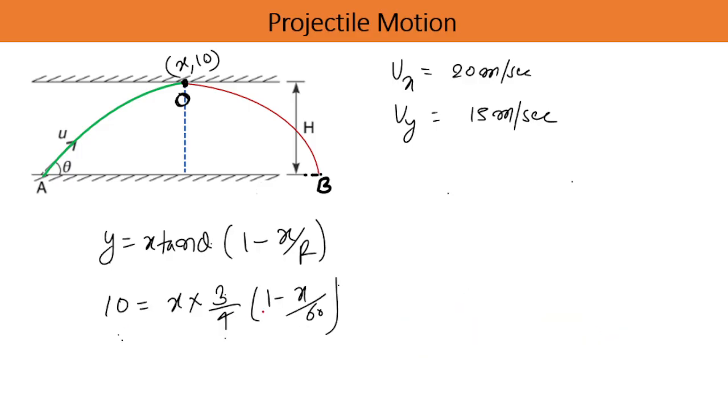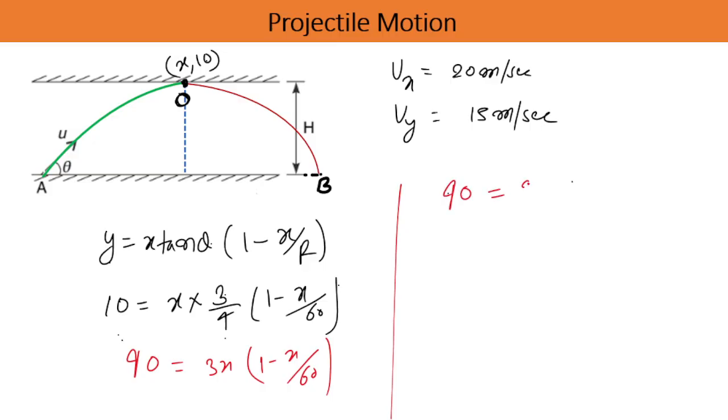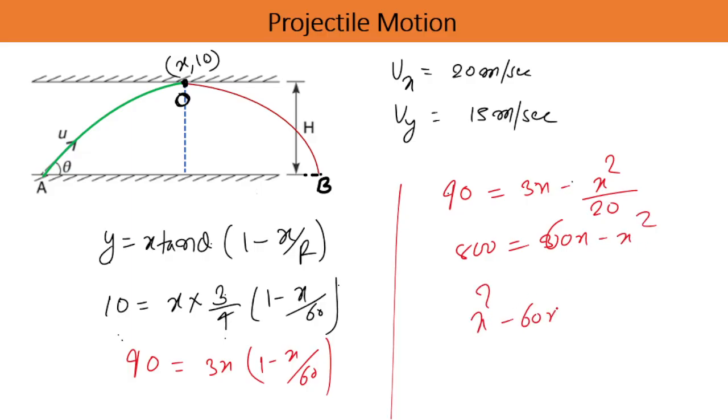Now let's put in the values. So I have put in here. Now you solve this. This is 40 equal to 3x into 1 minus x by 60. So what will you be getting? You will be getting 40 equal to 3x minus x square by 20. So you will be getting 800 is equal to, no, that is 3 into 2, so 60x minus x square. Okay, so x square minus 60x plus 800 equal to 0.